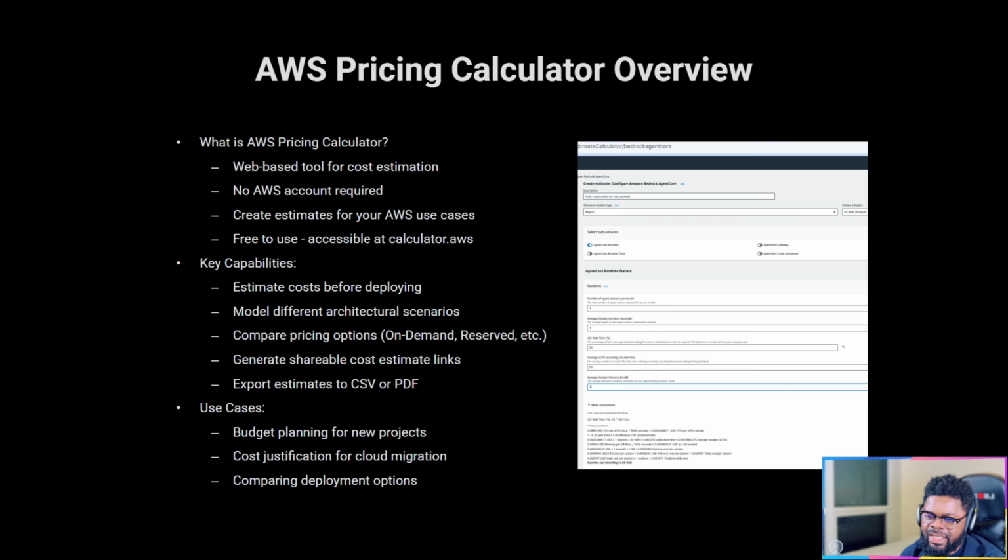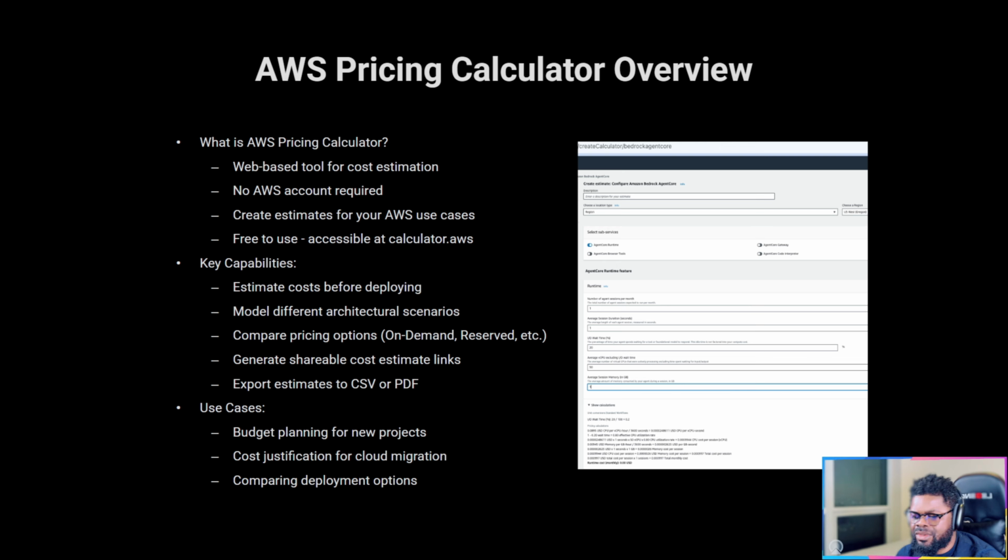So the use case, you want to do budget planning for new projects, cost justification for cloud migration. It's not even just for new projects. Sometimes you're already working, you have a project, but you want to use a different service. And the cost calculator is just one fast way for you to see what it's going to cost you to move from this solution to this.